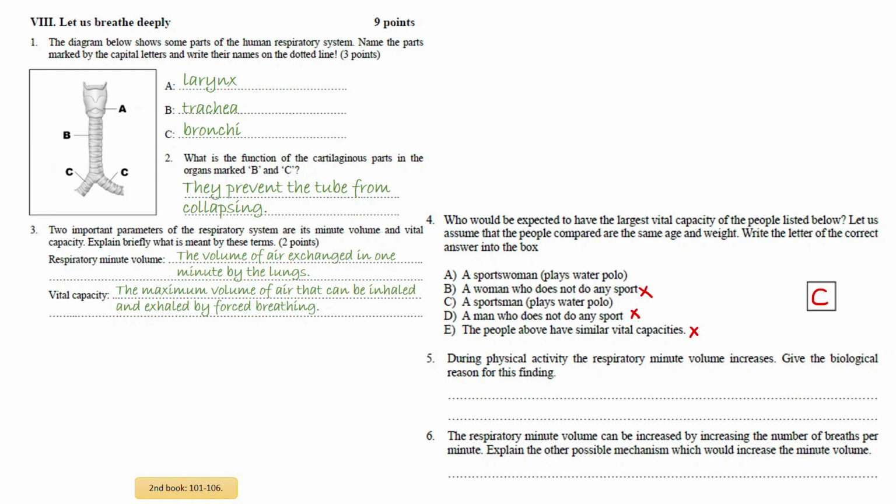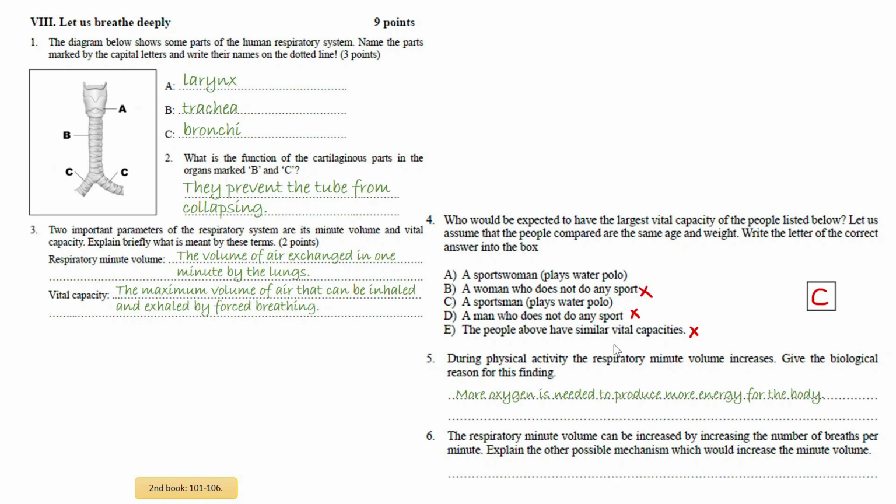Give the biological reason for this finding. Okay, if you're doing physical exercises, we need more energy and therefore we need more oxygen in order to supply our body's needs. So more oxygen is needed to produce more energy for the body.